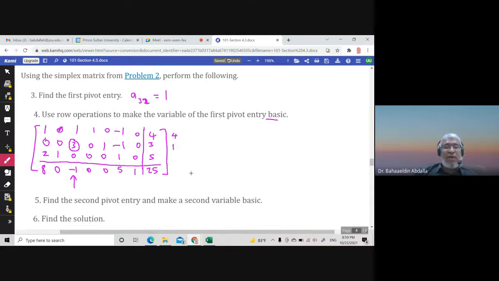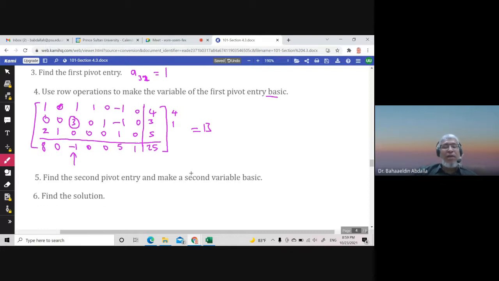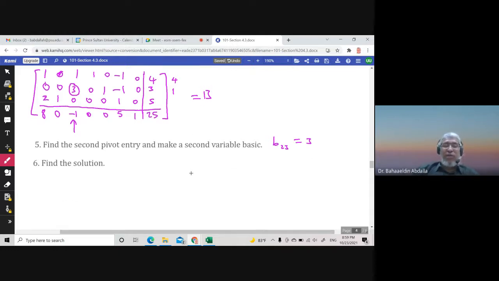And if I call this matrix B, then I am in the second row, third column. So I will call it B23, and it is the number 3. So 3 is the second pivot entry. Now we do what? We make it 1. So I will divide by 3. So I will have, let me write it here.